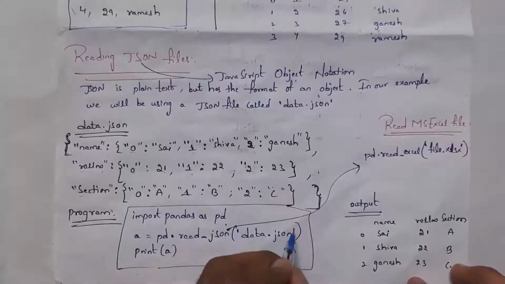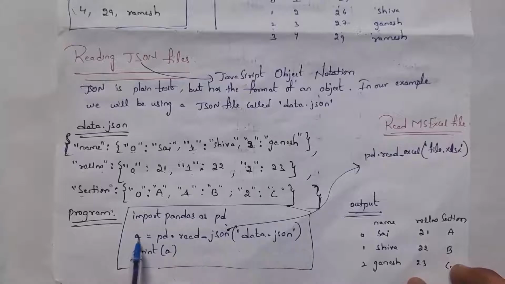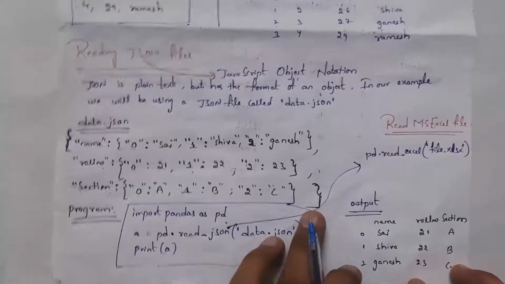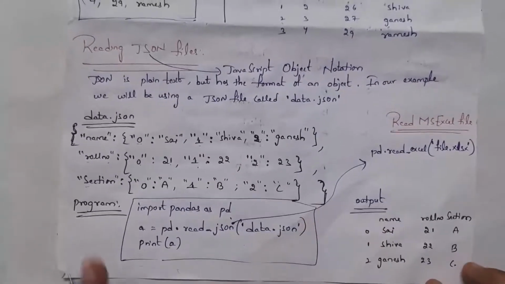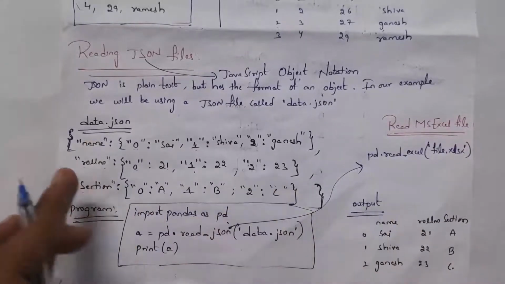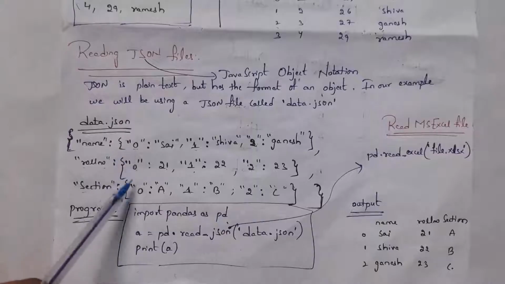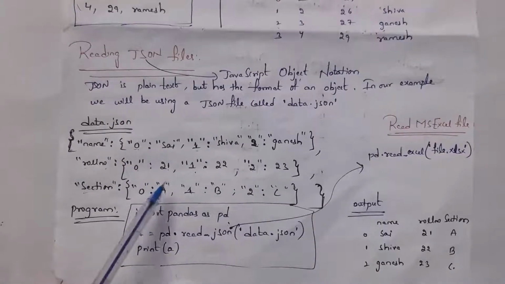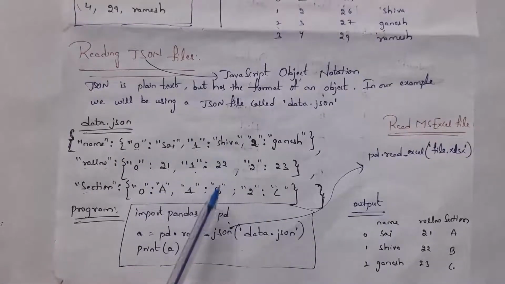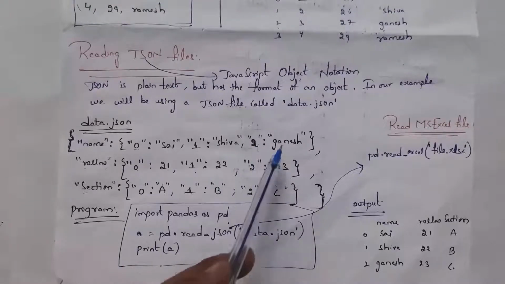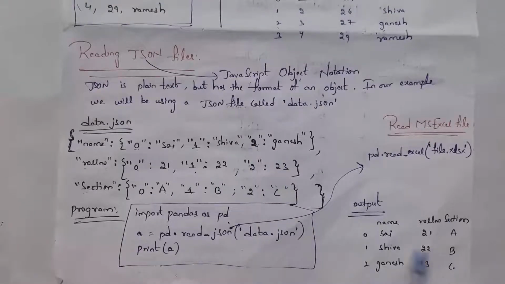So include them in quotations. My file is stored in variable a. So whenever you write print a, this is my output. The first column is the name column, the next column is the roll number column, and the next column is the section column. Index number 0 contains Sai 21 A, index number 1 contains Shiva 22 B, and index number 2 contains Ganesh 23 C. So this is my output.